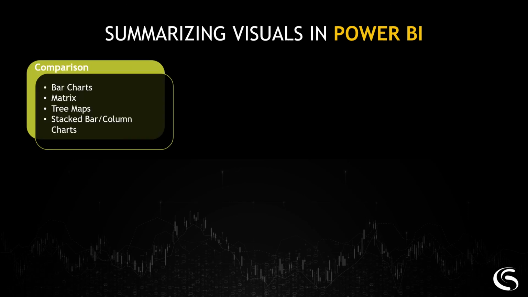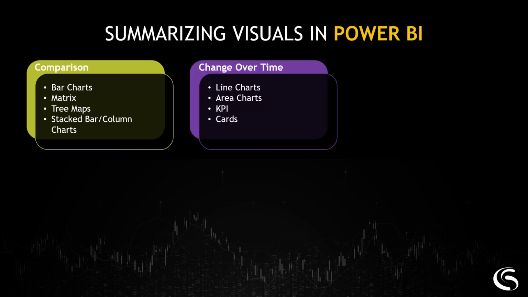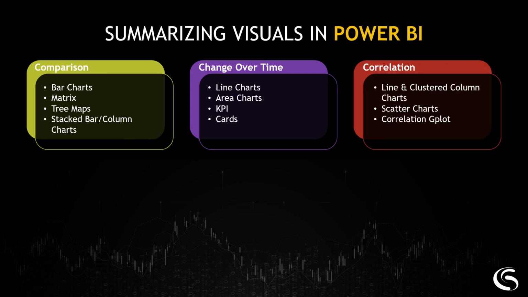So for comparison, we use bar charts, matrix, tree maps, stacked bar and column charts. To measure the change over time, we use line charts, area charts, KPI, and cards. To measure the correlation between two variables, we use line and clustered column charts, scatter charts, correlation plot.